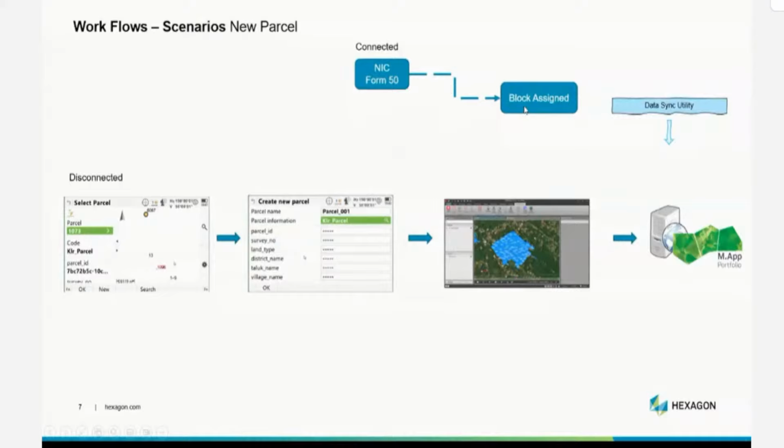Then the block will be assigned. All that process of what is happening in Entebumi before the data is there will help us connect to the database, and then the data is now available in my server automatically without geometry, right? This happens when you are in an internet connectivity mode.